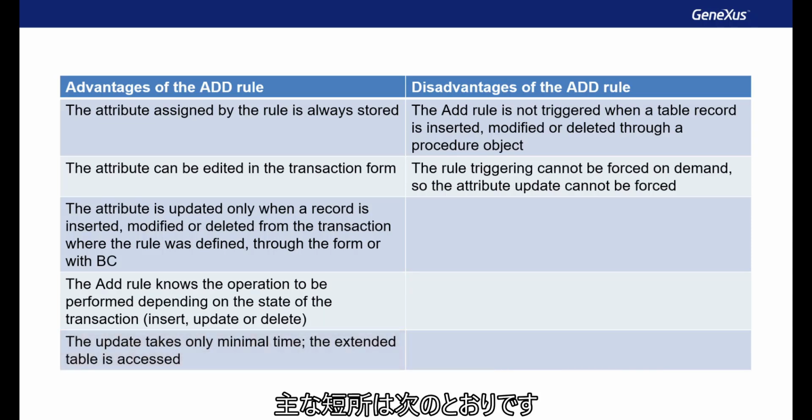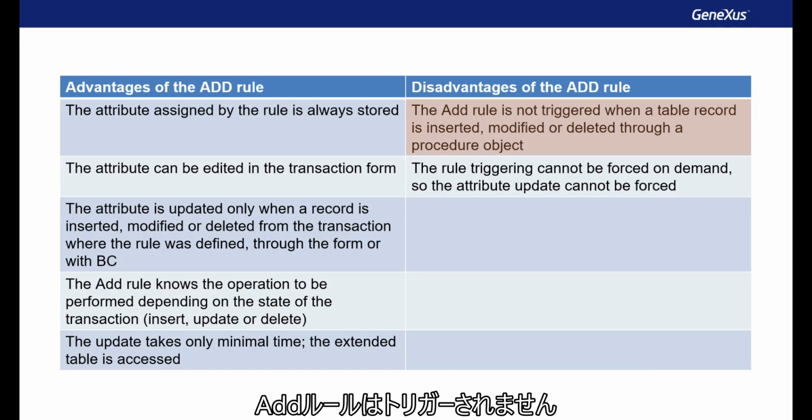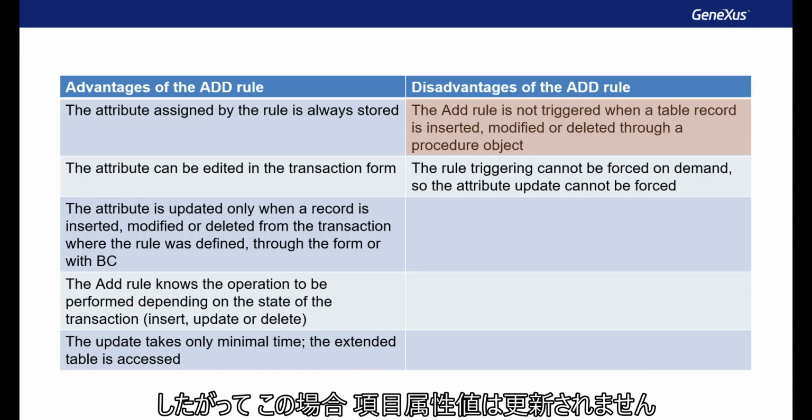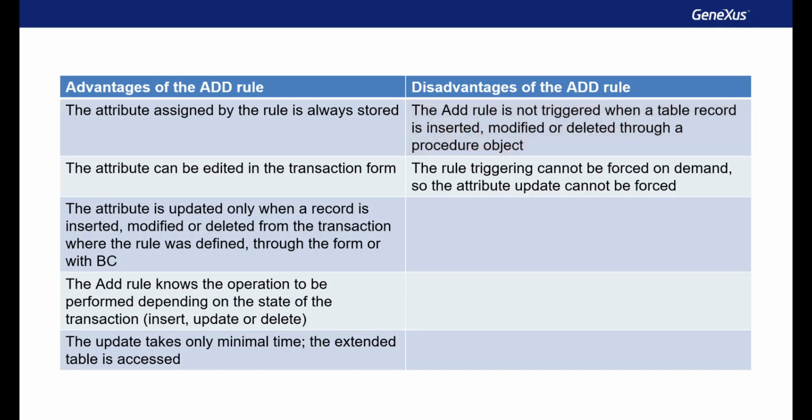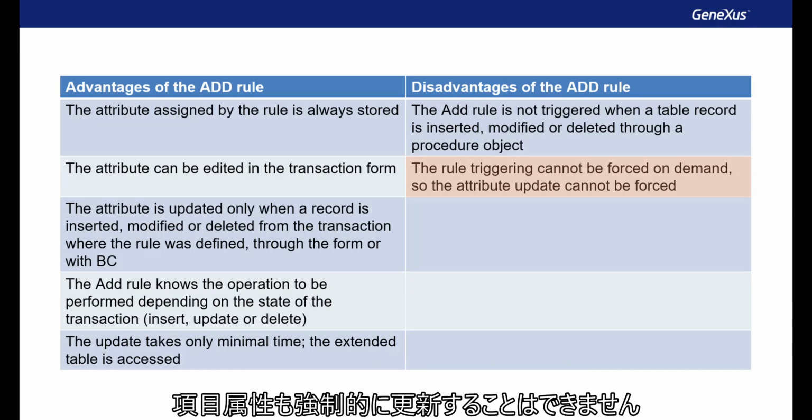The main disadvantages are: the add rule is not triggered when a table record is inserted, modified, or deleted through a procedure object, so in this case, the attribute value is not updated. And it's not possible to force the rule to be triggered on demand, so it's not possible to force the attribute to be updated.